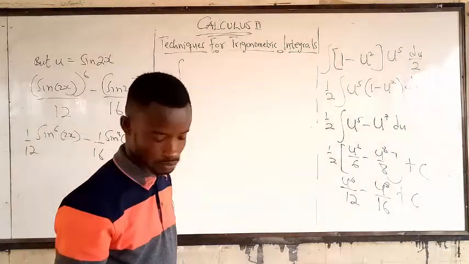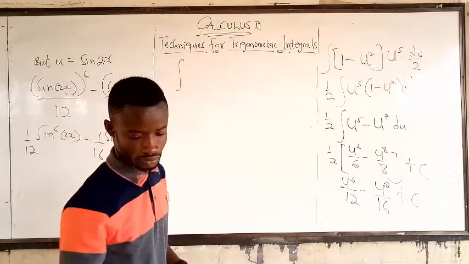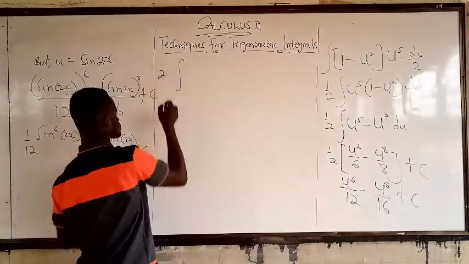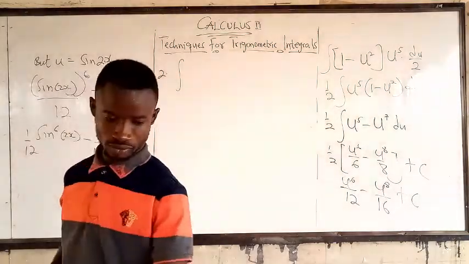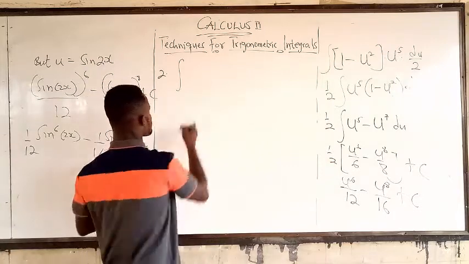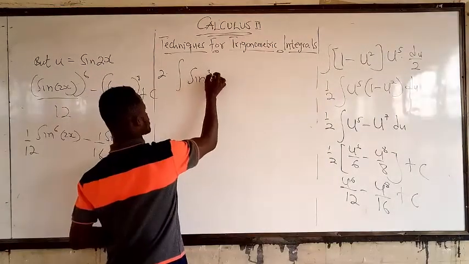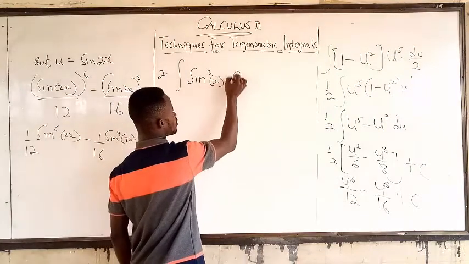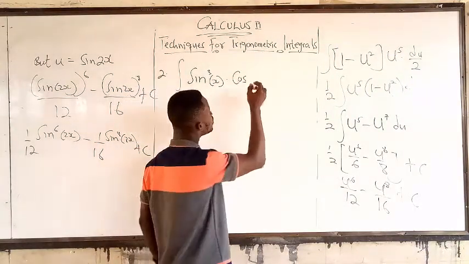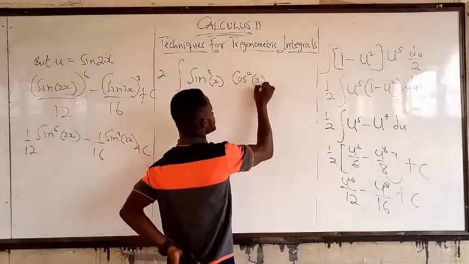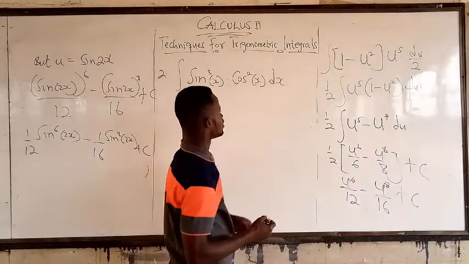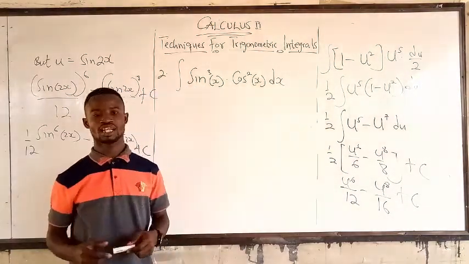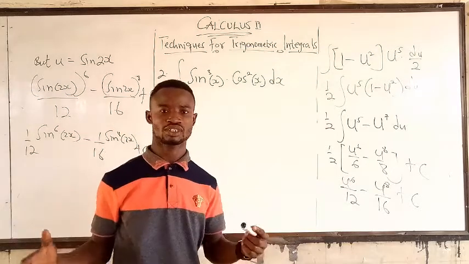Question 2. We have sine raised to the power 3 x cos 2x dx.